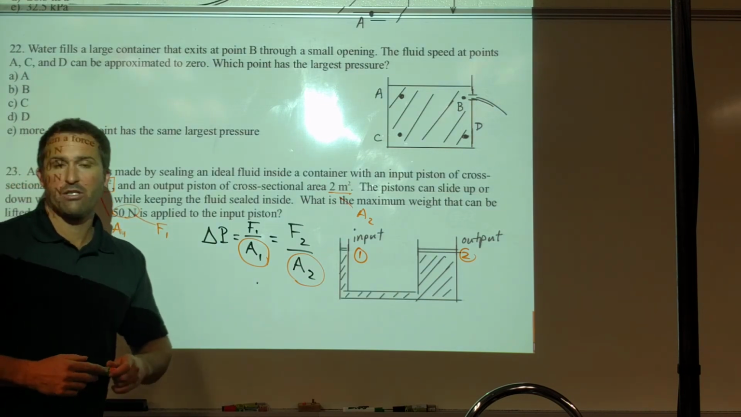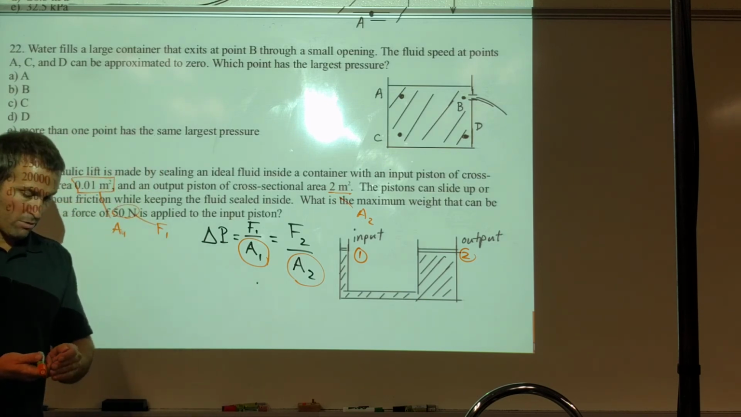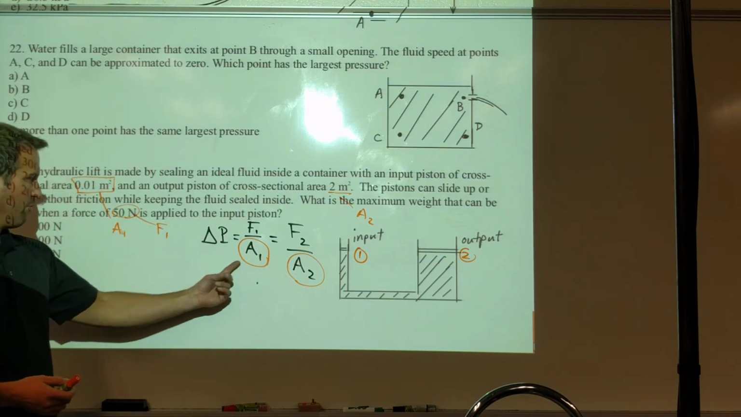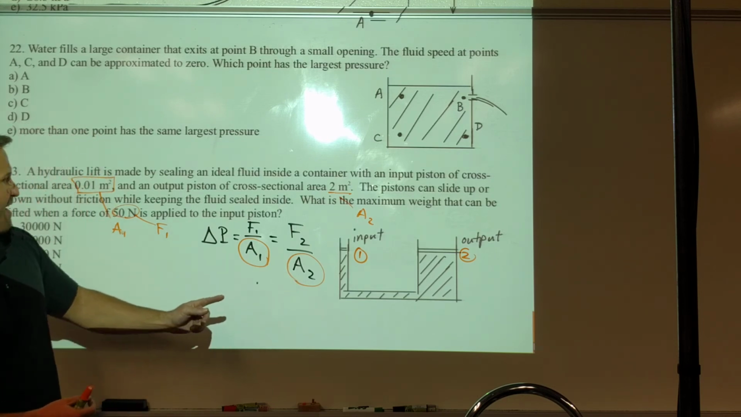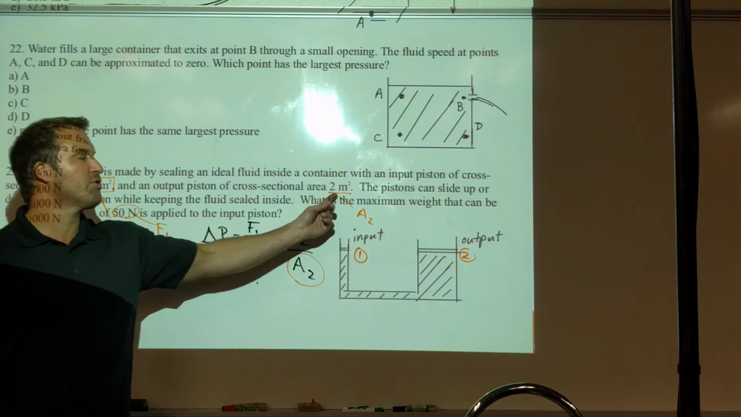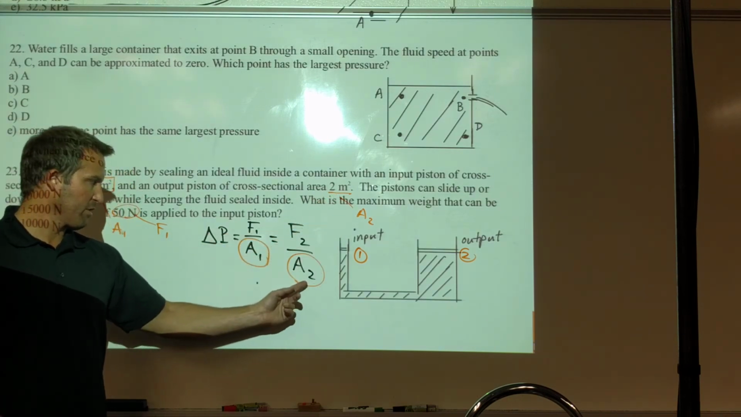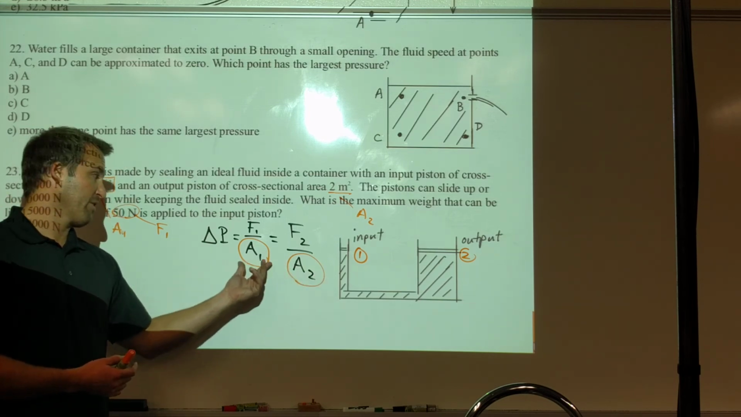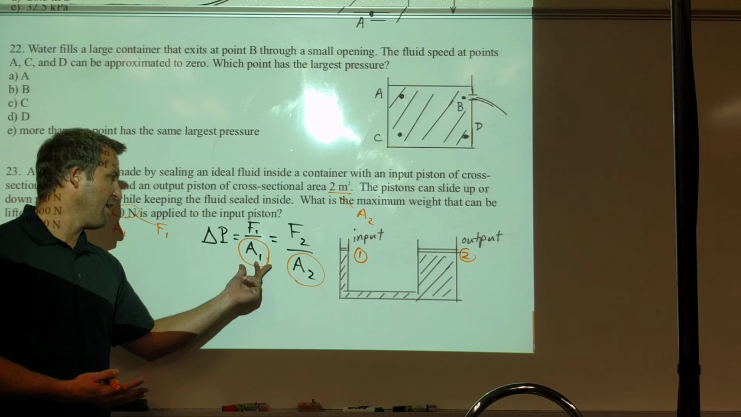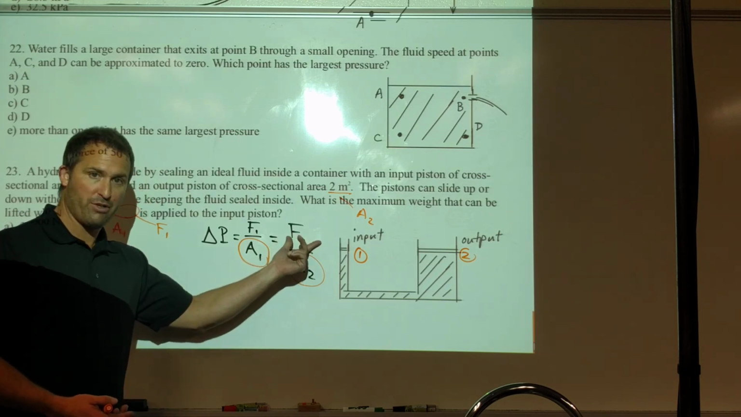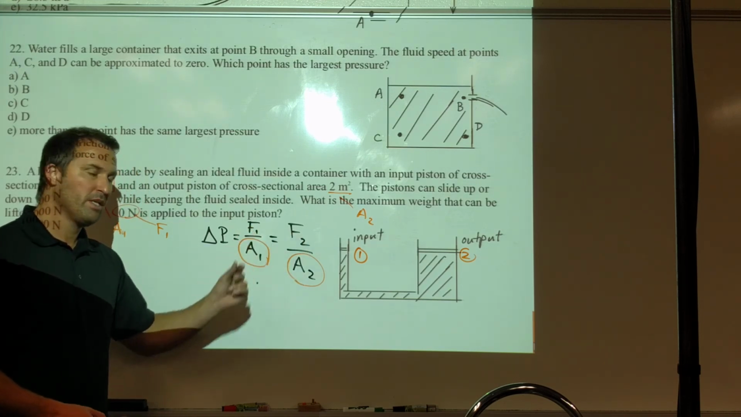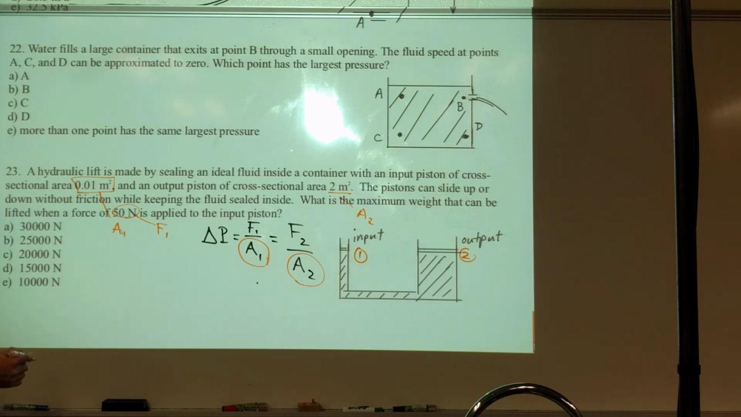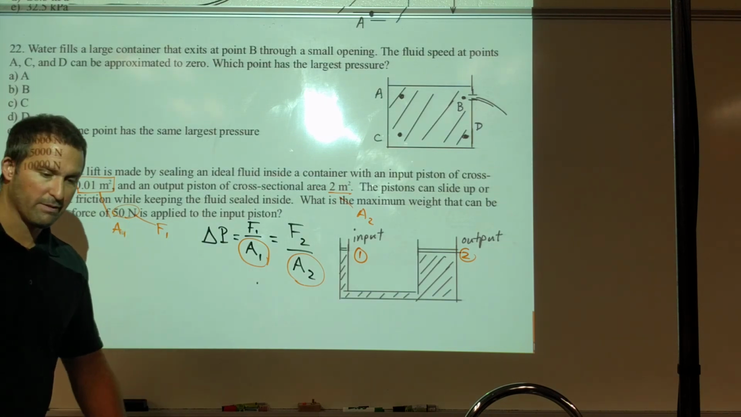And so just using a ratio here, area 2 has, let's see here, 200 times the cross-sectional area. And so this is 200 times bigger than this one, so for the ratio to be correct, this has to be 200 times bigger than this one. And so that will give us 10,000 newtons here. That's 200 times bigger than 50.